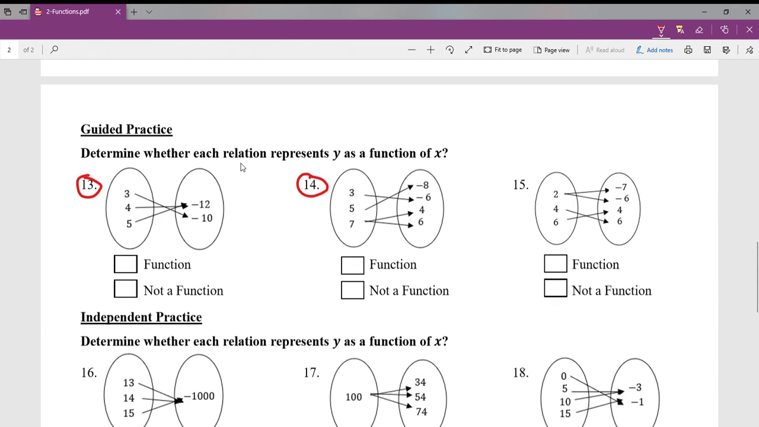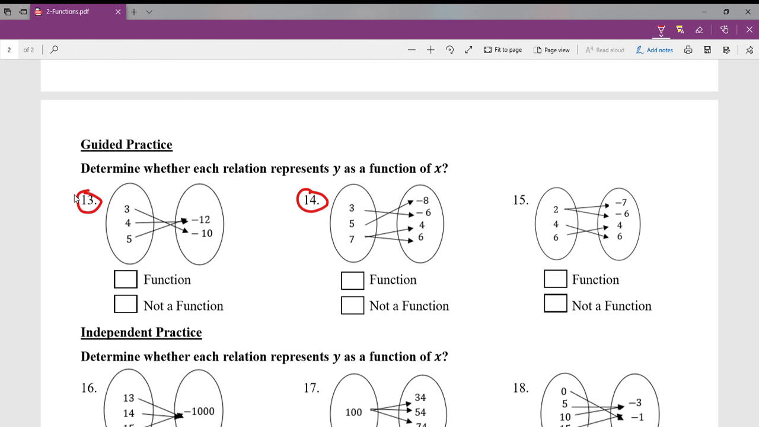So now if we go to the back, we have some mappings. Okay, so these are probably pretty new to us. So when I have a mapping, it's just like a table. Here's my x values, here's my y values. So same thing, I'm just going to look at these x values right here. So my first value of 3, it has one arrow going to -10. So x value of 3, x value of 4, and an x value of 5. So they're all different. So yes, it is a function.